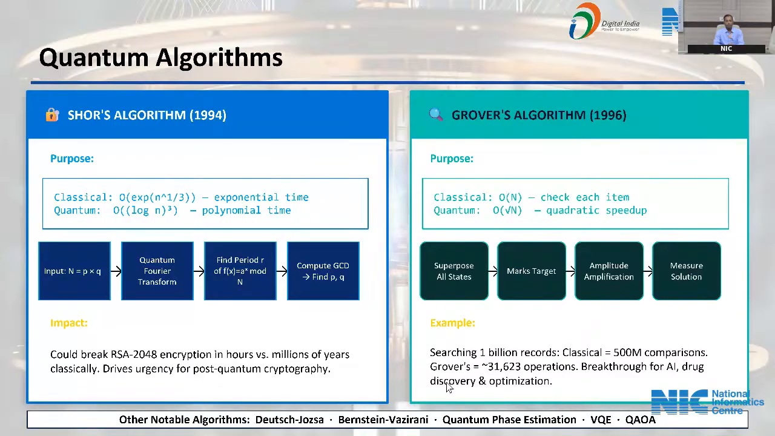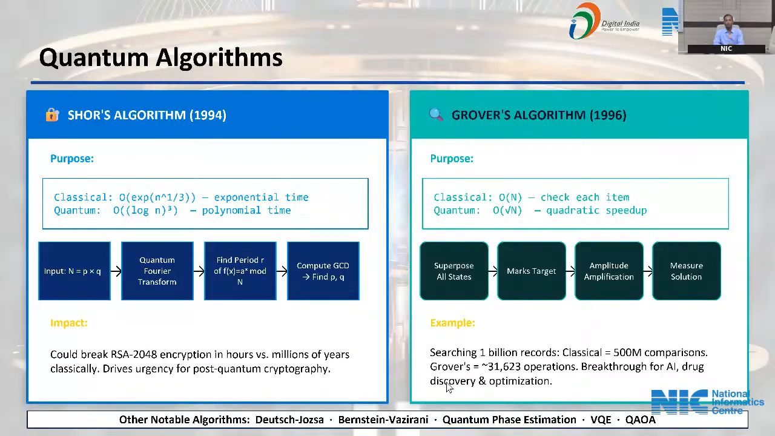So this Shor's algorithm can be used to break RSA 2048 encryption in hours, which would take millions of years for a classical computer. So this algorithm drives urgency for post-quantum cryptography. We have to prepare ourselves for post-quantum cryptography.